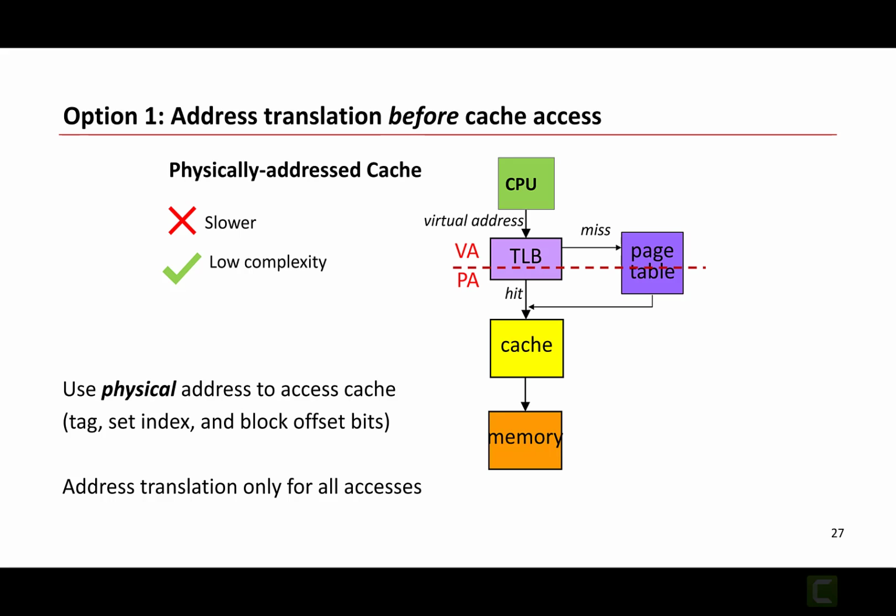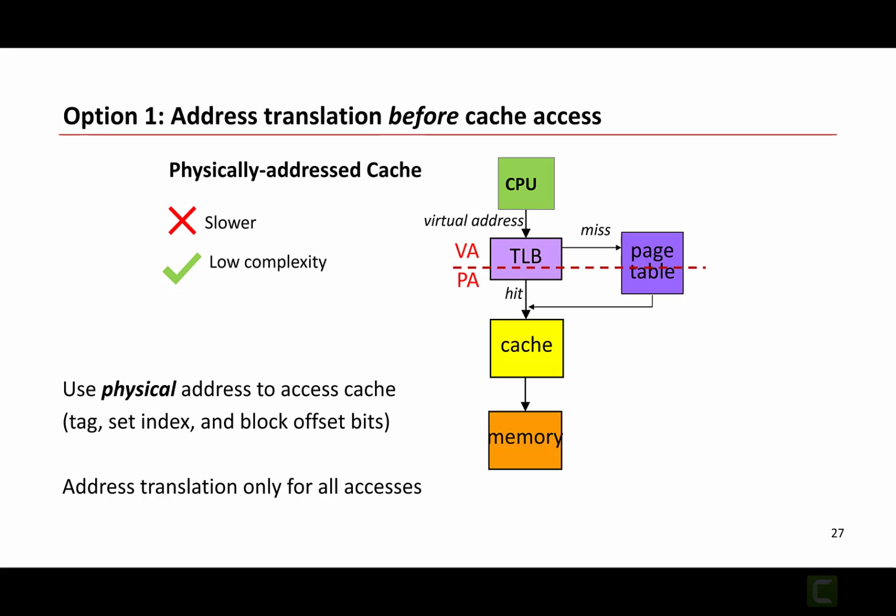Before you access the cache, you do the translation. You look into the TLB, which is effectively a cache for page tables. If it's a hit, you're done. You get the physical address, go access the cache. Well, if it's a miss, you have to go to the main memory, look up the page table, and then do the translation. It will take much longer, but hopefully that doesn't happen very frequently.